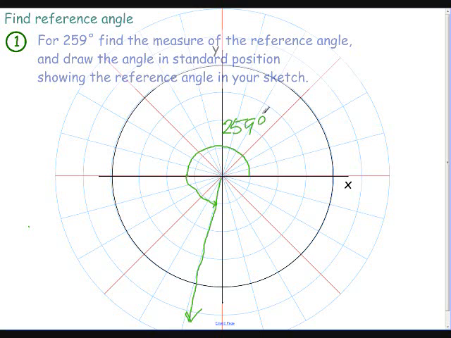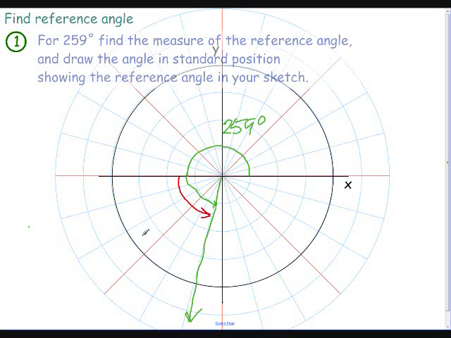259 degrees. Now, let me use a different color. Where is our reference angle? Well, what is a reference angle again? It's the acute angle formed by the terminal side, which is right here, and the horizontal. So this can't be it, because that's not acute, that's obtuse. Here is my reference angle.